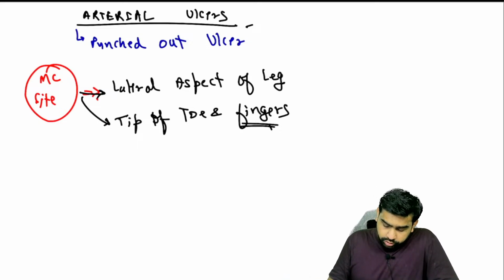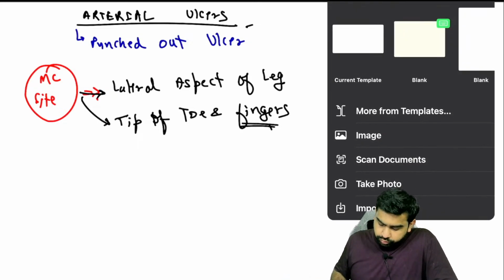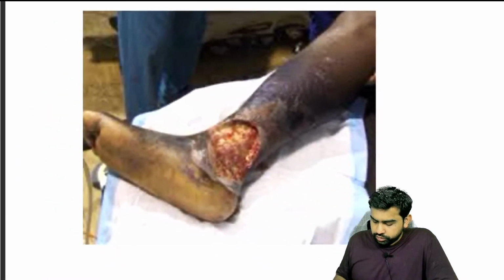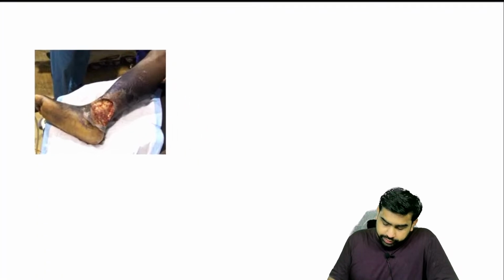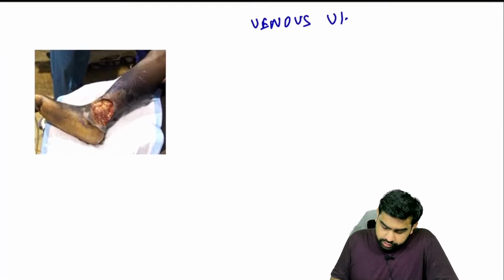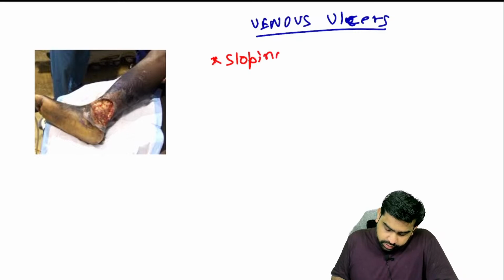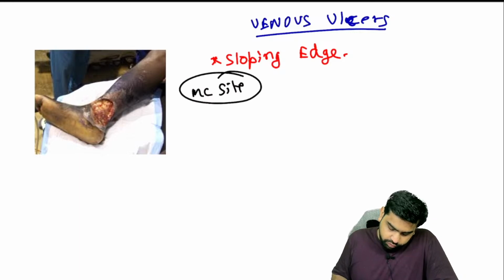Now, what about the venous ulcers? This is the characteristic image of your venous ulcer. In the venous ulcers, there is going to be a sloping edge. And if I ask you the most common site for the venous ulcer, it is the gaiters area.